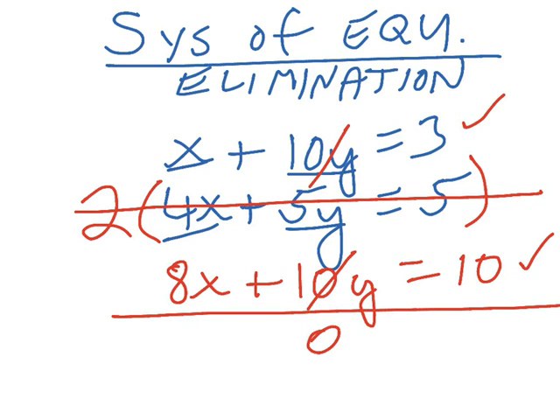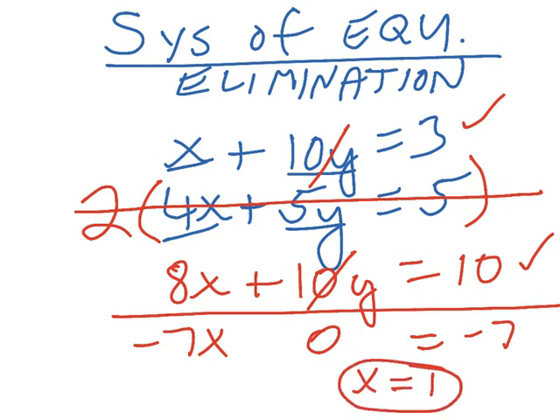Then you have to do the same with the others. x minus 8x is negative 7x. And then you have to go over to the constants on the right side. 3 minus 10 is negative 7. So if negative 7x equals negative 7, that means x is equal to 1. Okay, so we've solved that.